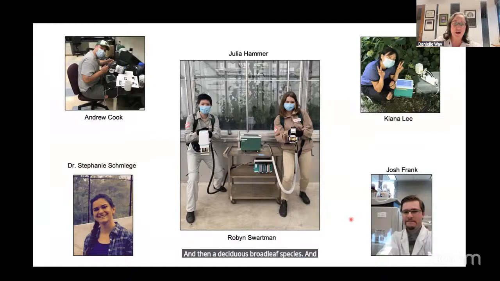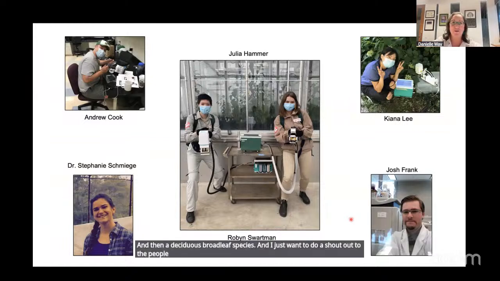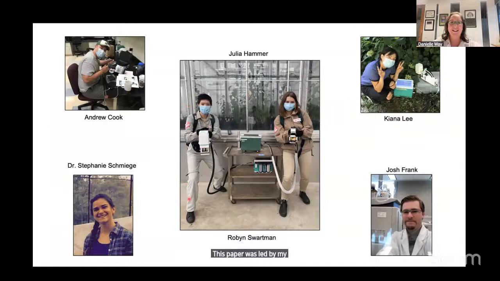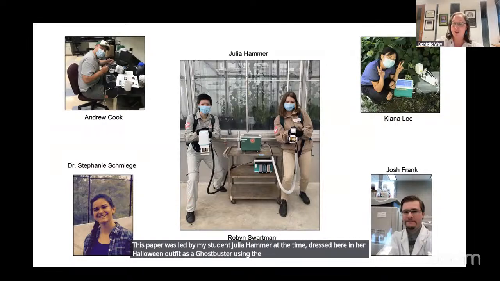And I just want to do a shout out to the people who actually did all the measurements and the work. This paper was led by my student Julia Hammer, at the time dressed here in her Halloween outfit as a Ghostbuster using the gas exchange systems from ICOR.